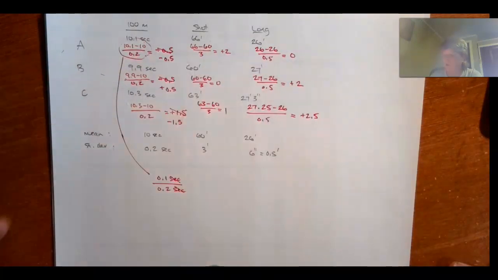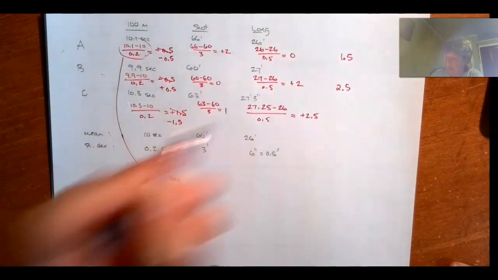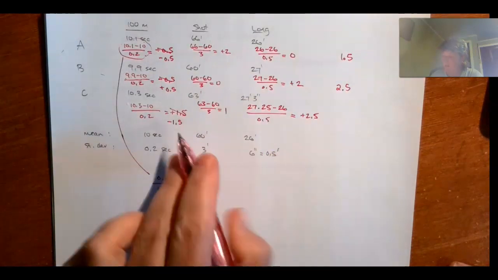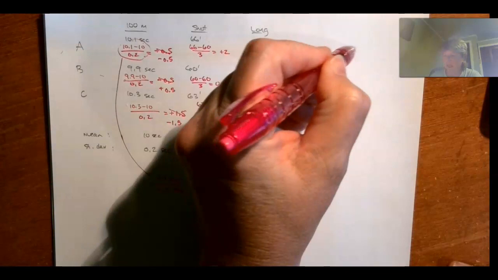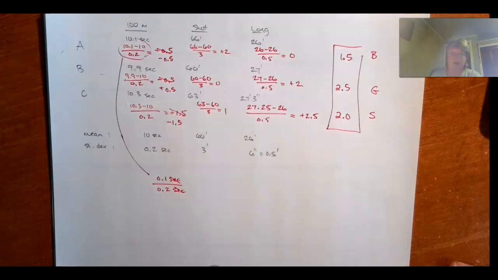So now if I total these up, this one comes out to be a positive 1.5, competitor B comes out to be 2.5, and competitor C comes out to be 2. And now we can use these to determine who's going to get which medal. So based on this, I would say we get gold, silver, bronze.